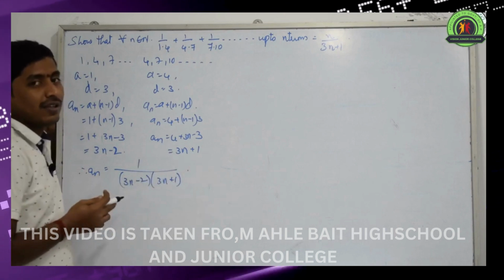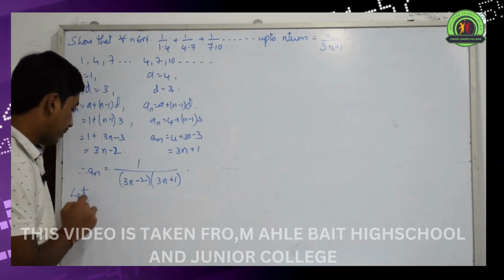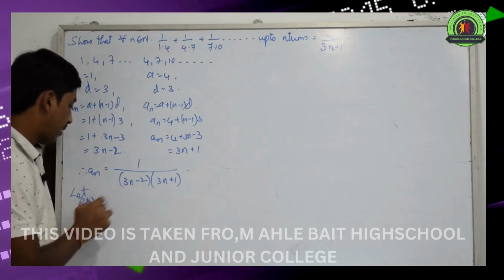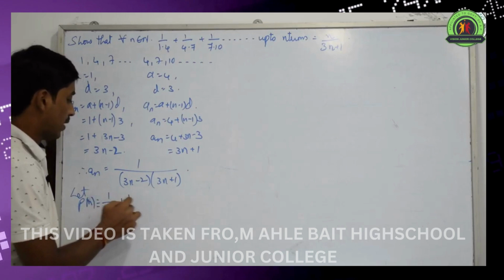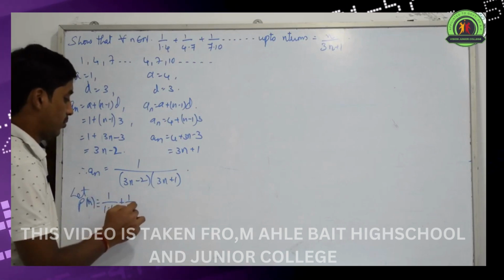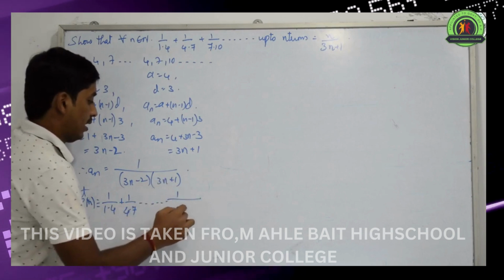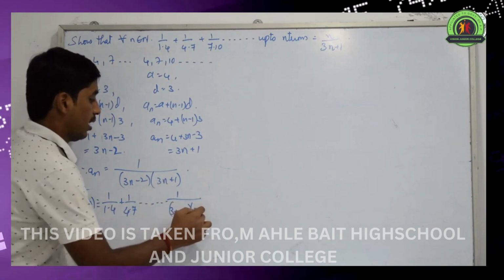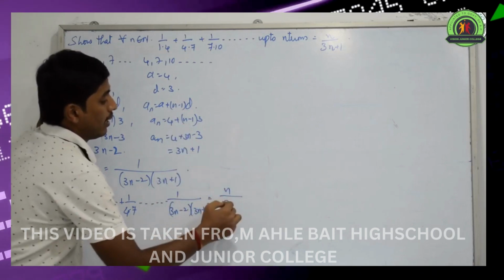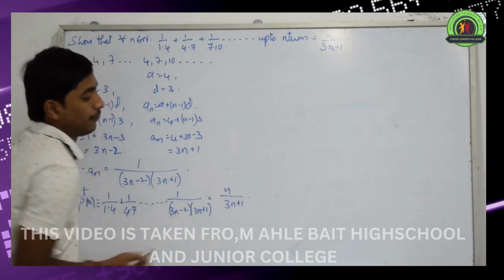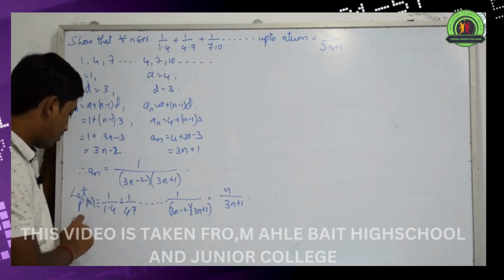Okay. Now, what is the first step we are going to do? We will assume, let P of n be 1 by 1 into 4 plus 1 by 4 into 7 and so on up to 1 by 3n minus 2 into 3n plus 1, that is equal to n by 3n plus 1. Is it right? Fine.